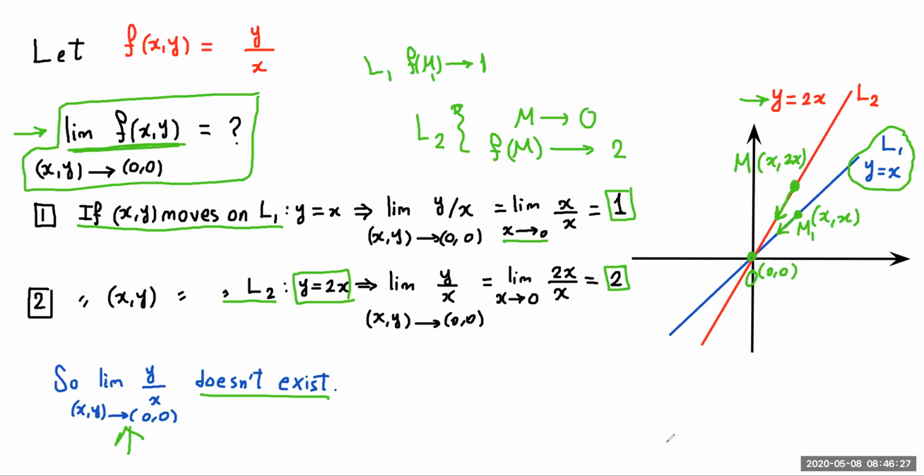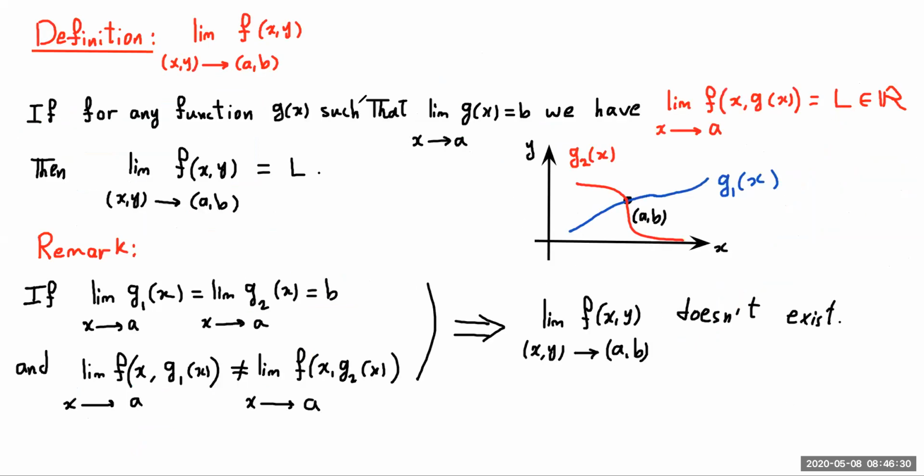Okay, let's take the general definition of the limit of a function in two variables. If for any function g(x) such that the limit of g(x) when x approaches a equals b, because I will suppose that the point here is (a,b), we have the limit of f(x,g(x)). Now instead of y, I will take g(x). f(x,g(x)) is a function in one variable x, so I can take the limit of this when x approaches a.